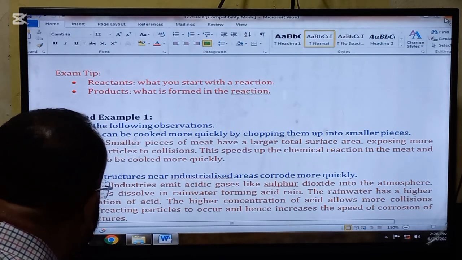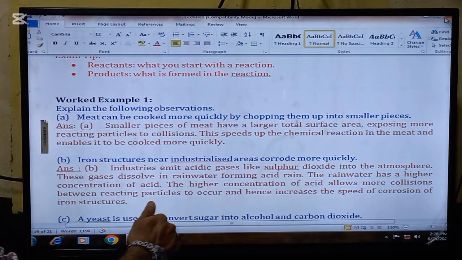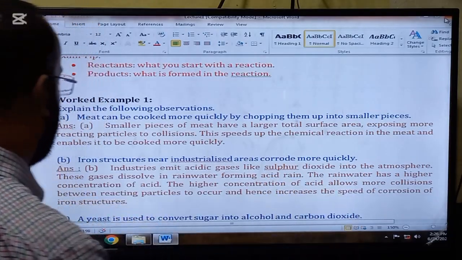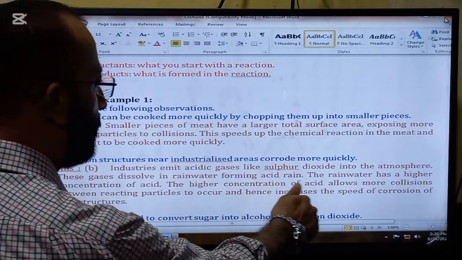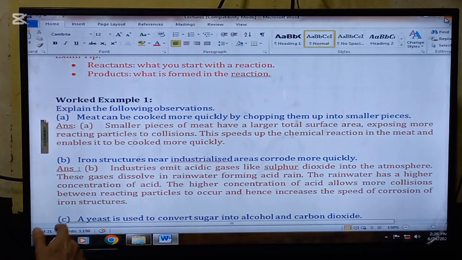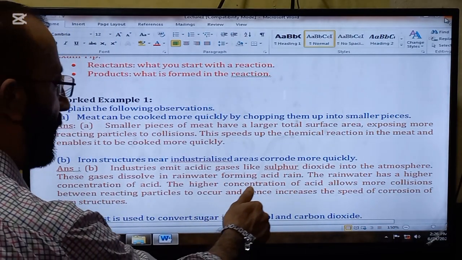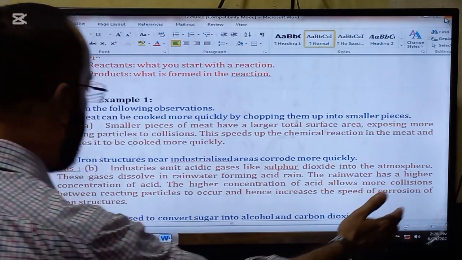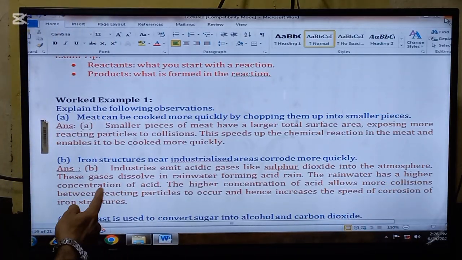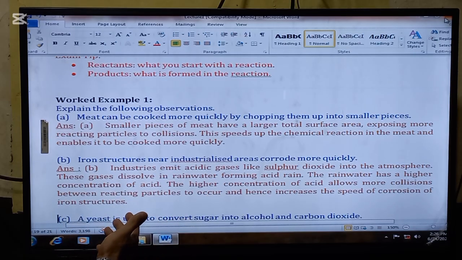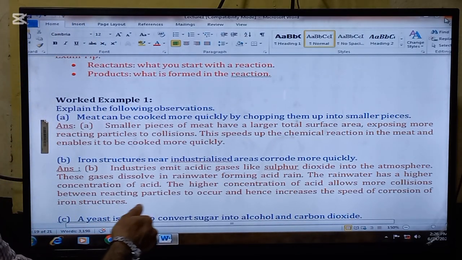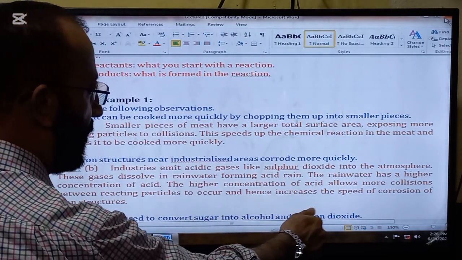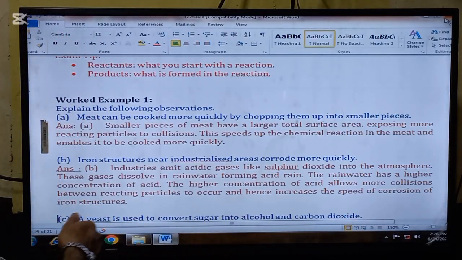The other question is: iron structures near industrialized areas corrode more quickly. The explanation is that industries emit acidic gases like sulfur dioxide into the atmosphere. These gases dissolve in rainwater, forming acid rain. The rainwater has a higher concentration of the acid, so concentration matters now. The higher concentration of the acid allows more collisions between the reacting particles to occur, and hence increases the speed of the corrosion of the iron structure.